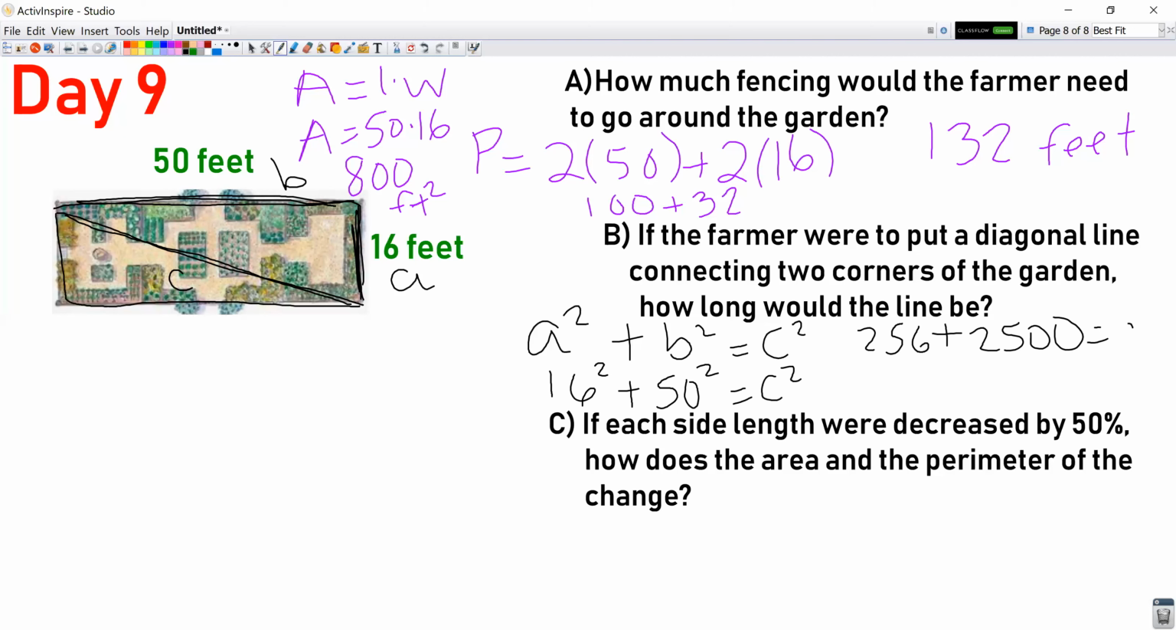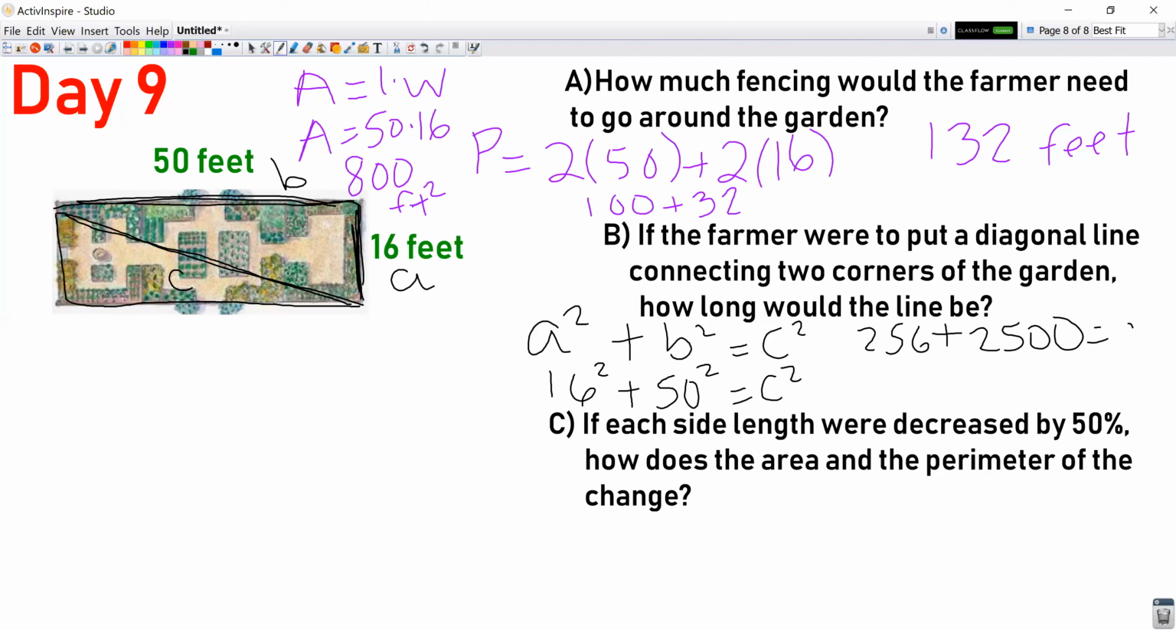So let me erase this really quickly. So area is still length times width. So we're going to do 25 times 8. And we get 200 square feet. So let's look, we had 200 and our original was 800. Is it half? No, it's not half.